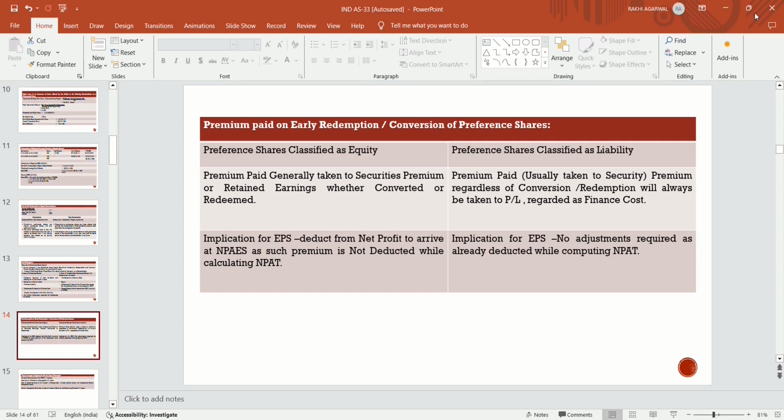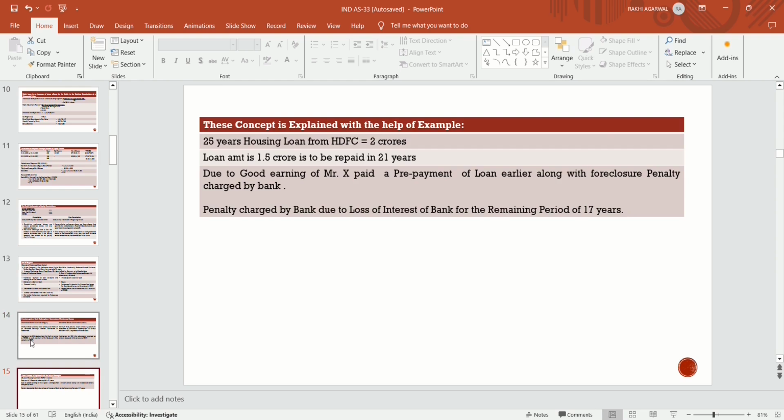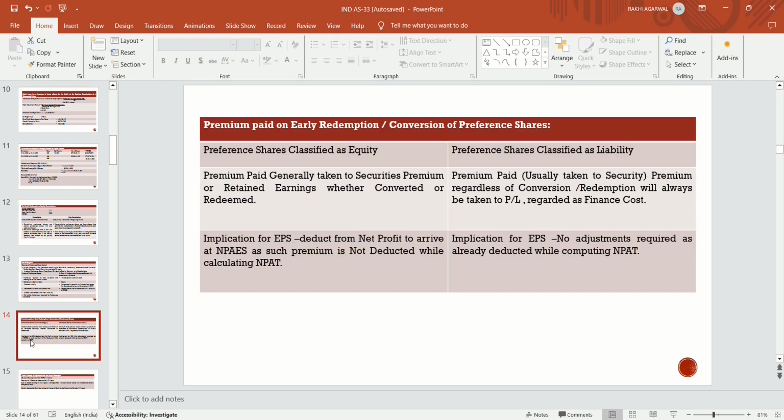So in case of prepayment, even if you are paying earlier than the contractual period, you have to pay a certain penalty. The bank levies a certain penalty on early payment of the loan amount. That penalty is due to the loss of interest which the bank will incur if you pay earlier than the contractual period. But in case of preference shares, what happens?